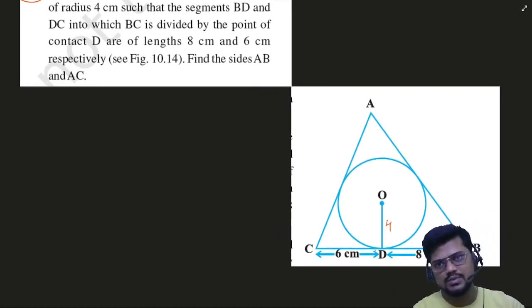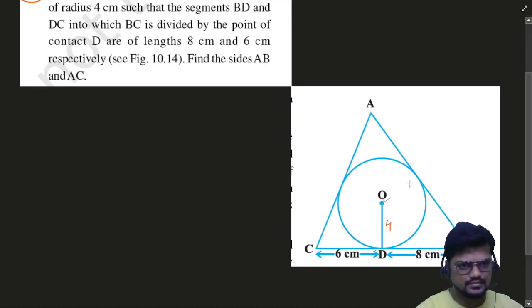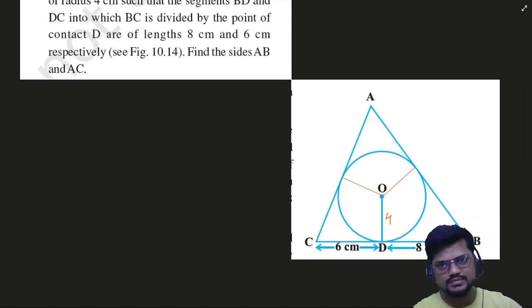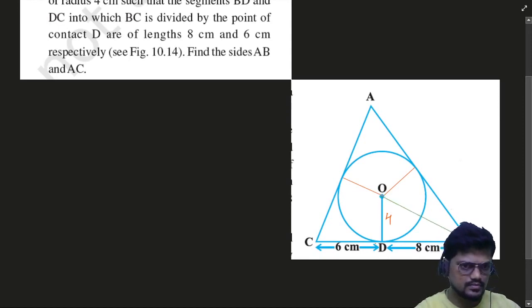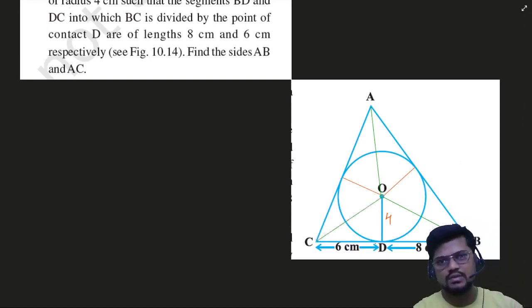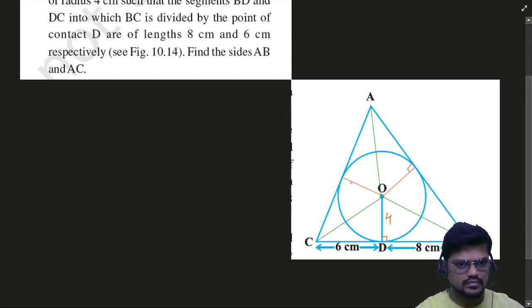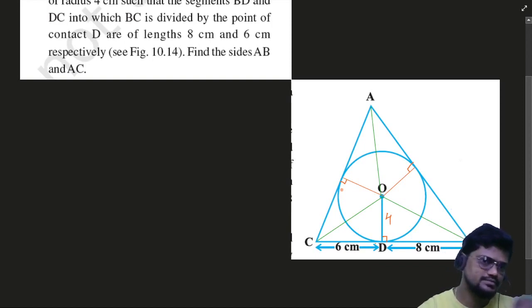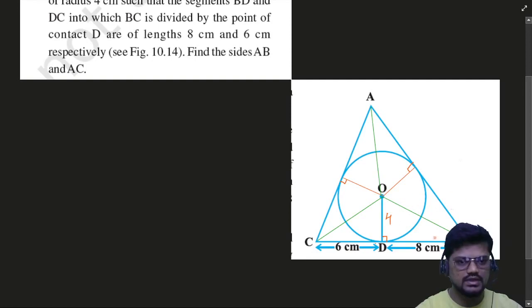Okay, now how can we find it? Suppose I draw these lines, meaning the radius at the point of contact. If I draw these lines also, then all these lines will be perpendicular. Yes or no? Also, if I name this as E and this as F, then BF will be how much? What will be the value of BF?